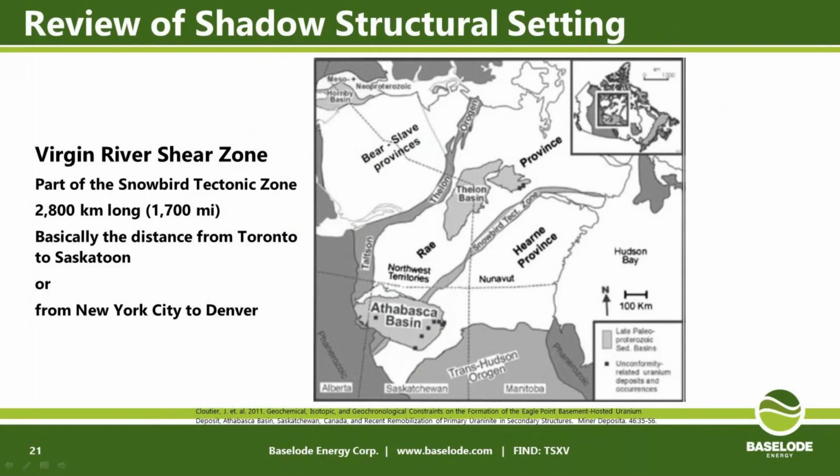So on this image, Shadow is right down here on the yellow star. Shadow is staked along the Virgin River shear zone, which is this red line. If we're looking for structure, I'm pretty sure we found it. The current length of the Virgin River shear zone is twice as much as the San Andreas Fault. The Virgin River shear zone is 2,800 kilometers long. It's like driving from Toronto to Saskatoon or New York to Denver.